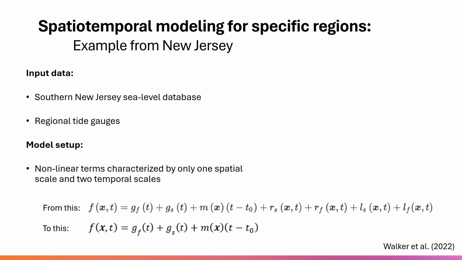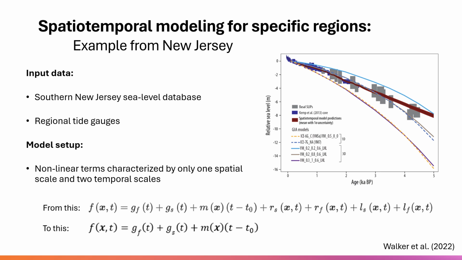And the idea is basically within the model, you would play around with different numbers of spatial and temporal scales to be able to maximize the log likelihood so you have the best model for your particular data set.